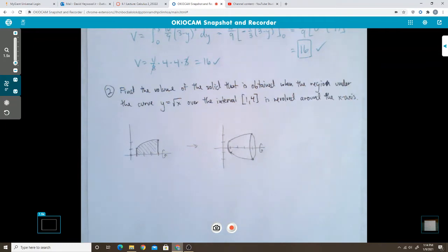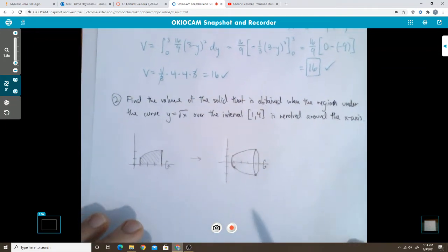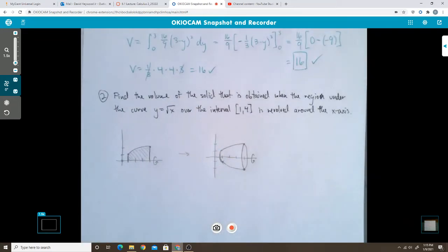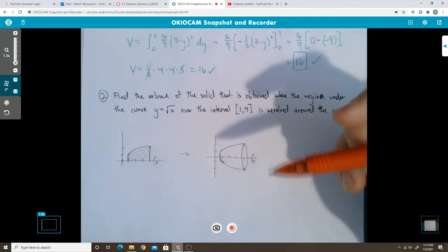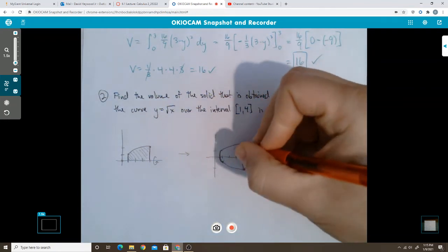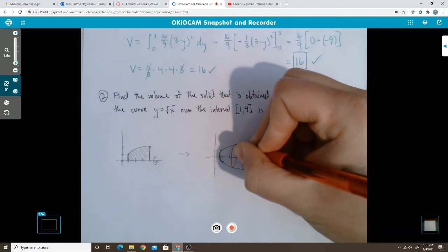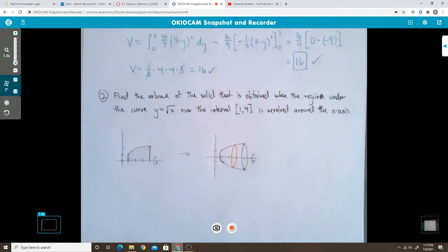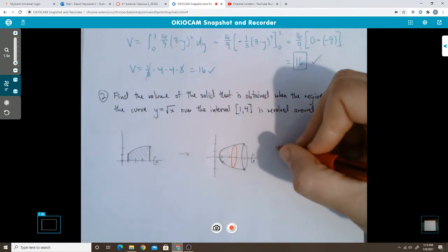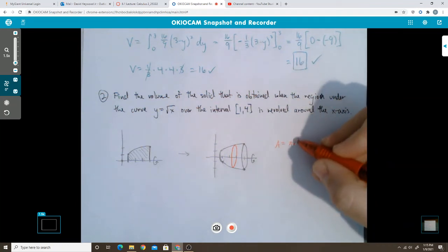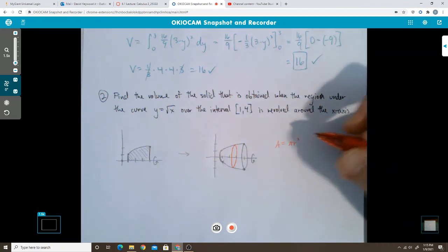So if you do the same thing that we did in example 1, where you start to slice it up to get cross-sectional areas, if we take some random slice of this thing at some random point, you can see that it's going to be a circle, right? So the question is, what's the area of that circle? Well, the area of a circle is pi r squared. We need an expression for the radius r.